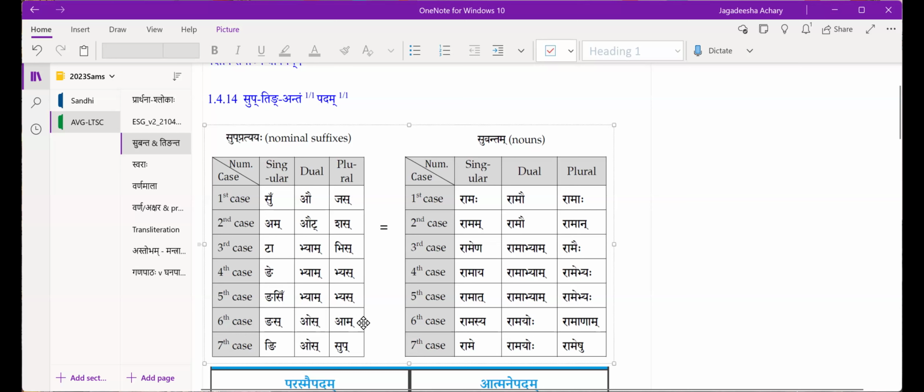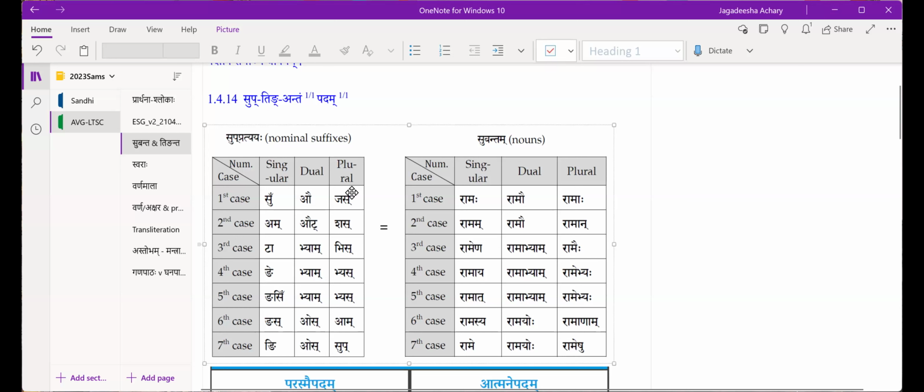Based on the properties of the pratipadika, only two properties, what is the ending letter and what is the gender, the end will be different, so the subanta form will be different. For example, you have phala. Phala is napumsakalinga. It is akaranta also, just like Rama.